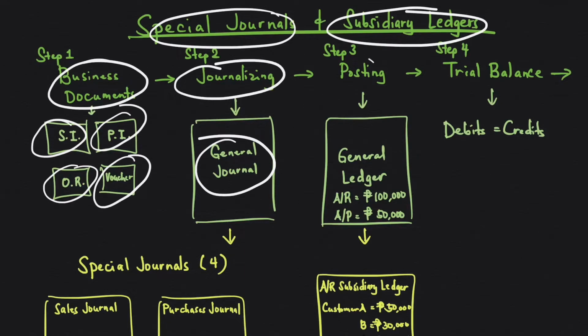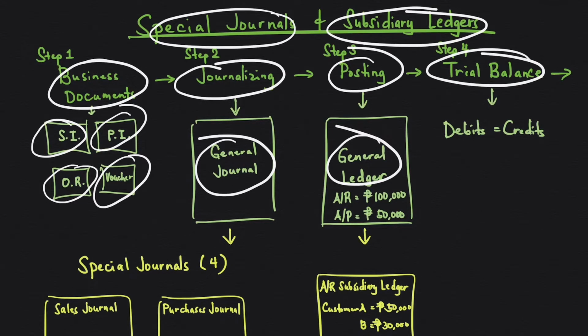And then we go to posting, where we will see the balances of our account titles placed in a book called the General Ledger or the Book of Final Entry. And then we have the unadjusted trial balance, which double checks the equality of your debits and credits, to be followed by the other steps of the accounting cycle.